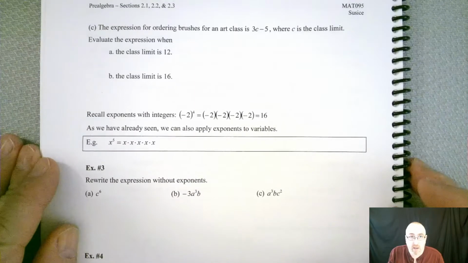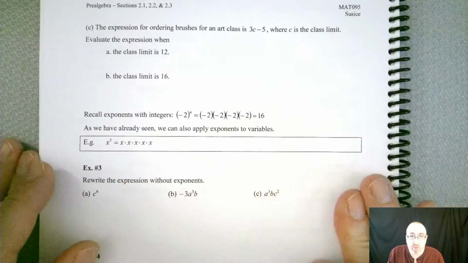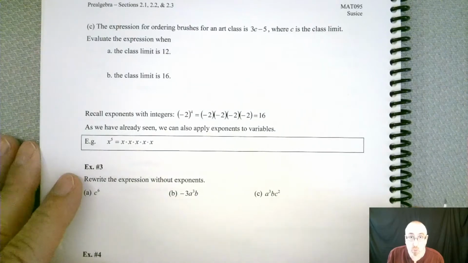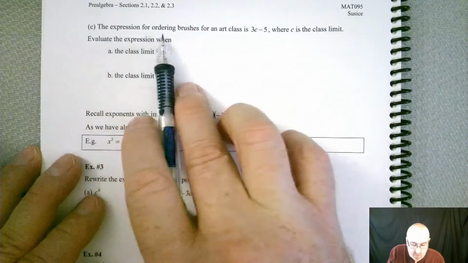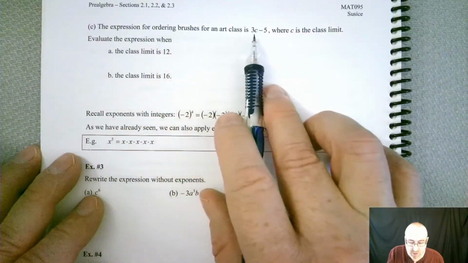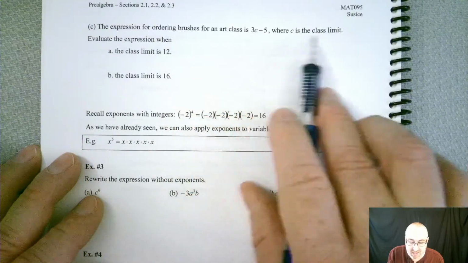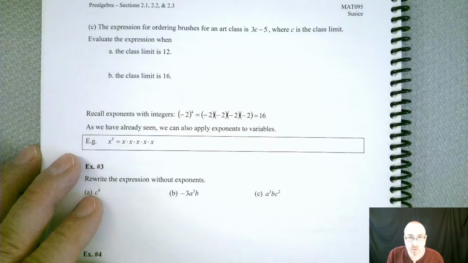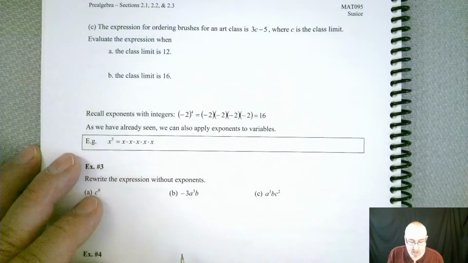Now, this next one is another evaluation problem, but it's a little more wordy. So you just got to be careful what is what in this problem. So the expression for ordering brushes for an art class is 3c minus 5, where c is the class limit. Evaluate the expression when the class limit is 12, the class limit is 16.